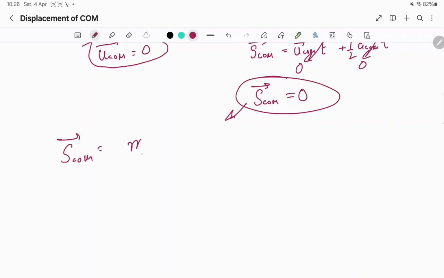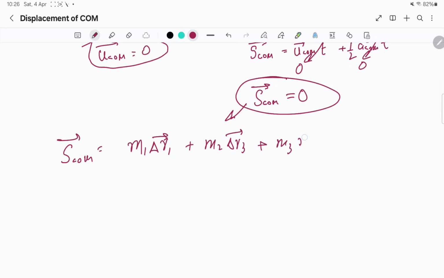This is (m1 Δr1 + m2 Δr2 + m3 Δr3) divided by (m1 + m2 + m3). Here m1, m2, m3 are person A, person B and the boat.